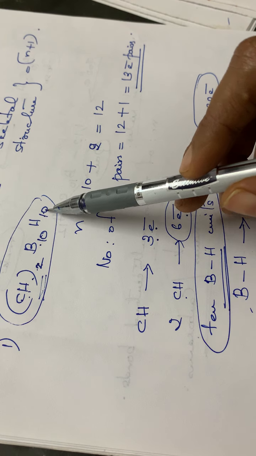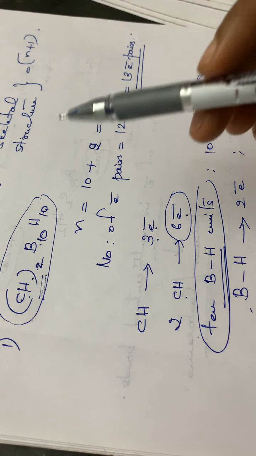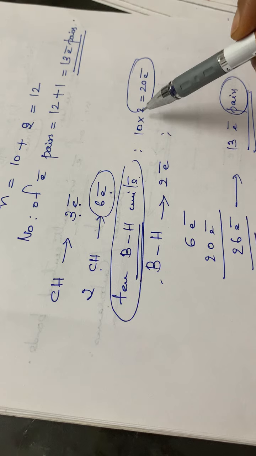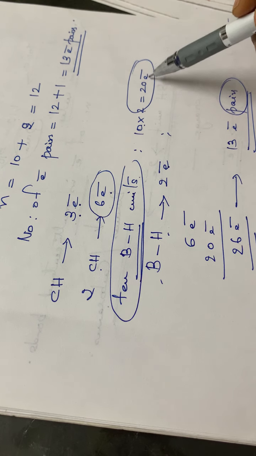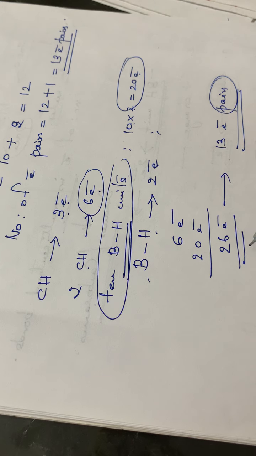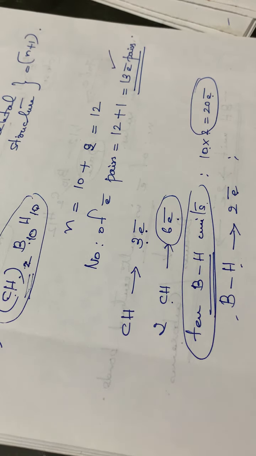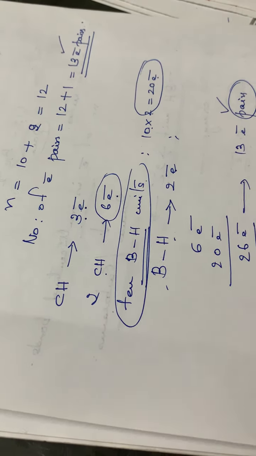Then B10H10, that means 10 BH units are there. No remaining or additional hydrogen atoms are there. So in total 10 BH units, that means 1 BH unit will be donating 2 electrons, so 10 into 2, 20 electrons. So in total 26 electrons, that means 13 electron pairs. That is what we obtained in the first step itself, isn't it? So this is how you have to calculate the number of valence electrons donated to the number of electron pairs in the skeletal structure.